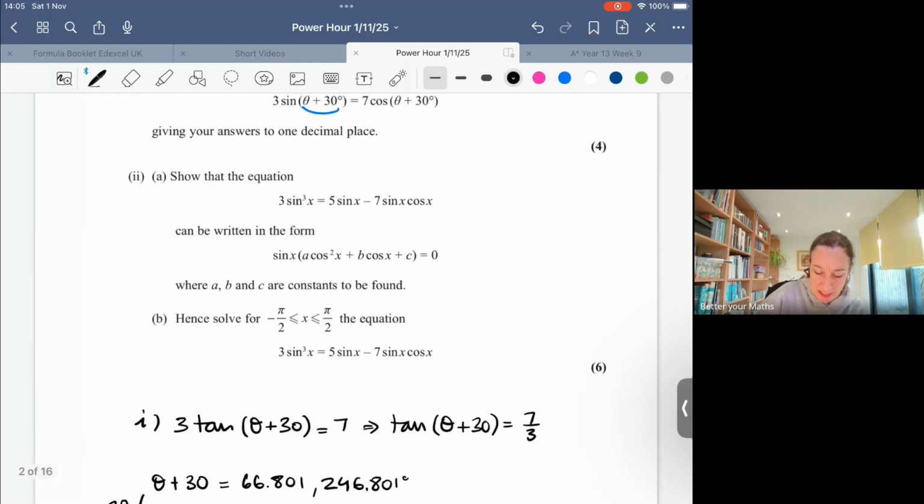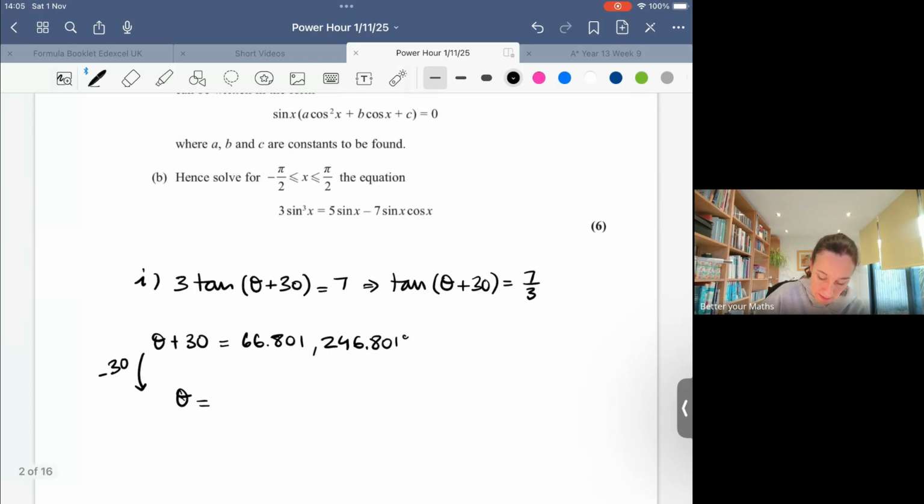And these questions usually tell you what you have to round to, so don't lose 1 mark by not looking at that, yeah? So to 1 decimal place, this minus 30 is going to be 36.8 degrees, 216.8 degrees, yeah? 2 solutions in my interval, that's it.